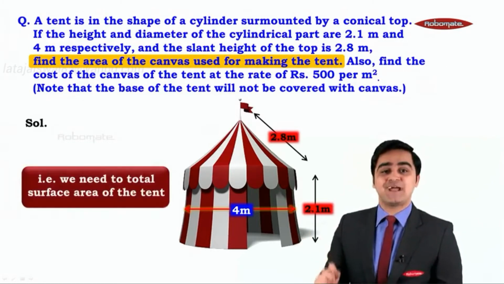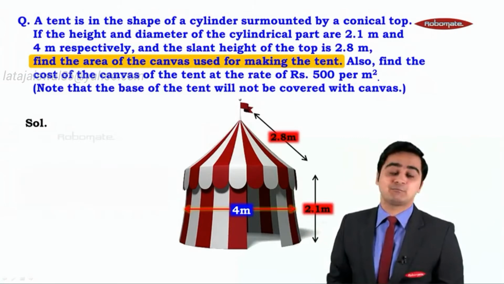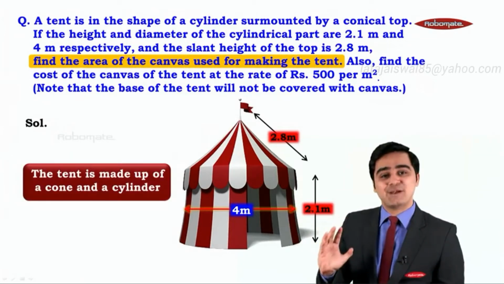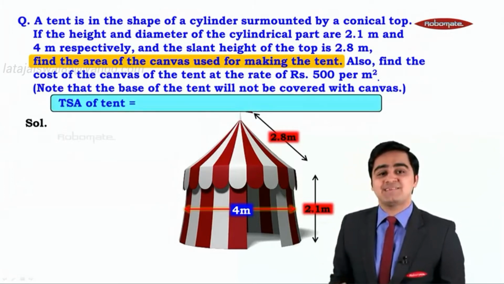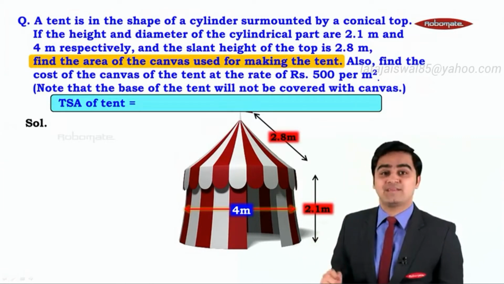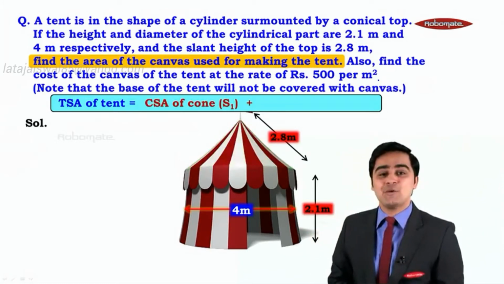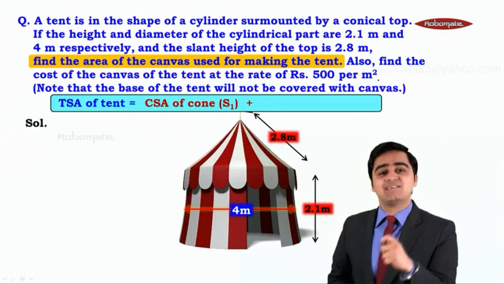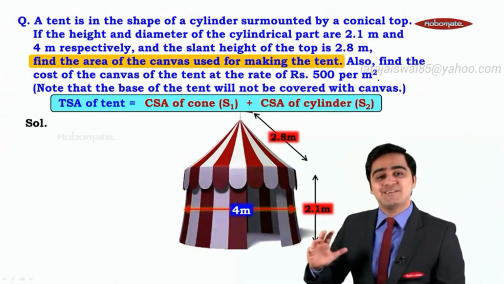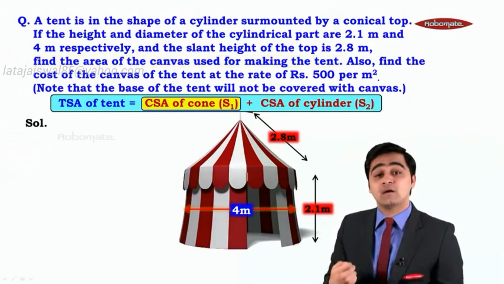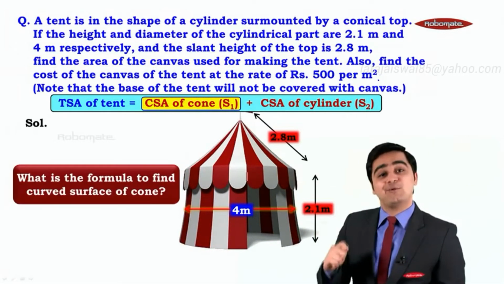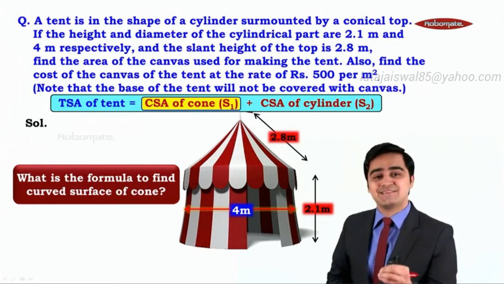That is, we need to find the total surface area of the tent. My dear students, we know that the entire tent is made up of a cylinder and a cone. And we also know that total surface area simply means the addition of the areas of those surfaces which are visible from outside. So we can say the total surface area of the tent is equal to the curved surface area of the cone, which we will denote as S1, plus the curved surface area of the cylinder, which we will denote as S2. Now let us first focus on curved surface area of the cone. What is the formula to find curved surface area of a cone? Yes, it is pi RL.